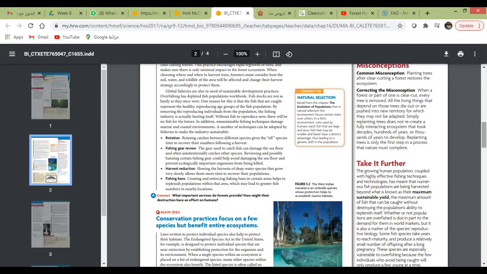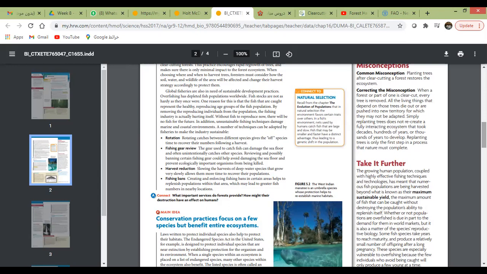They said, why do we keep catching the same type of fish or the same species every time? Why don't we do rotation? Once we give the turn to this type, and once we give the turn to that type. The technique is rotation, rotating catches between different species. As I told you, rotating catches: at one period of time I catch this type of fish, then I will catch another type of fish.